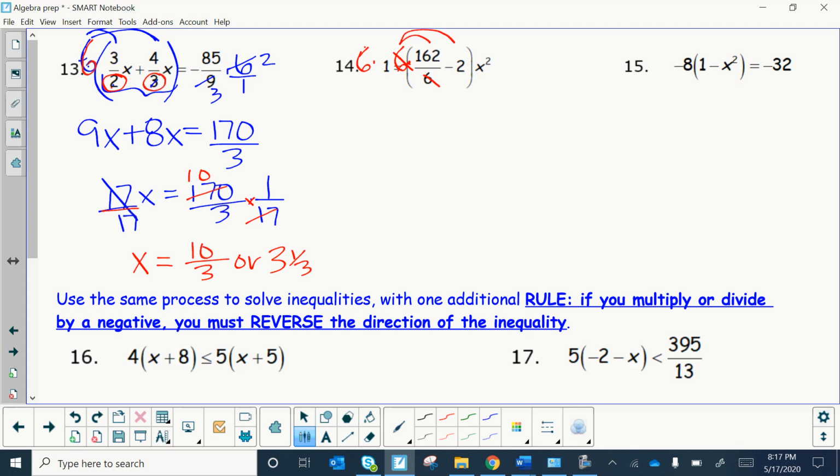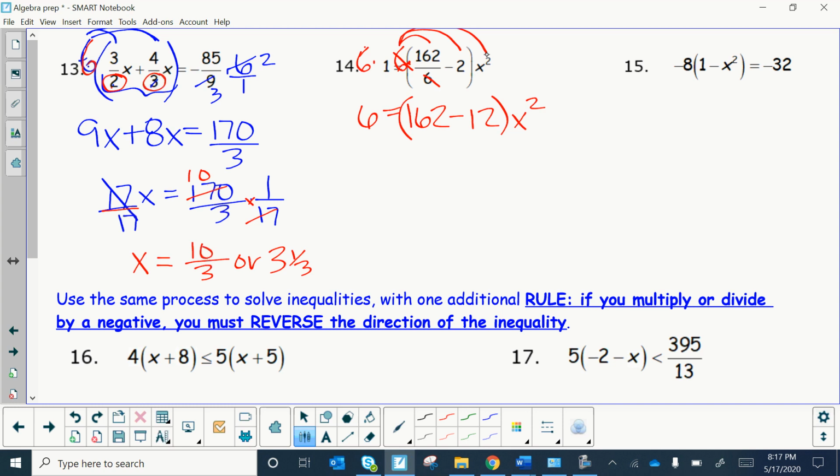Now, of course, you have to do the distributive property here. And so I have 6 on the left side. I've got 162 on this side and minus 12. And you still have that x squared over here on the outside. Now, some of you are probably saying, well, how come you don't multiply the 6 times that? Because that's outside the parentheses.